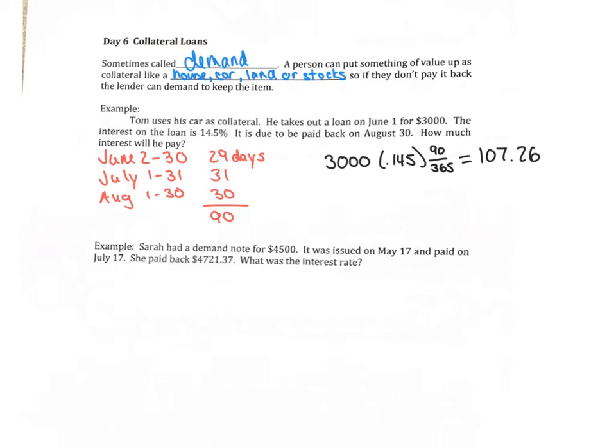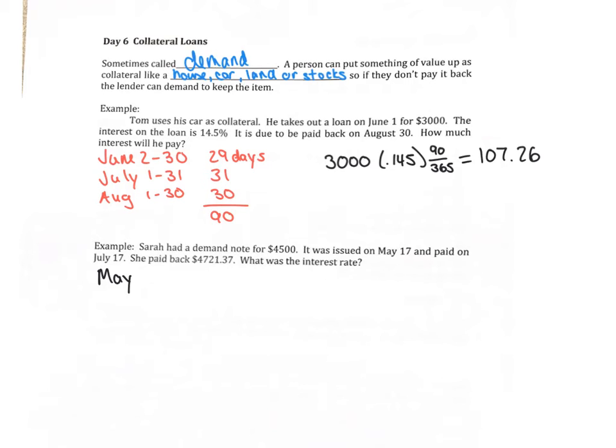Here's another example. Sarah has a demand note for $4,500. It was issued on May 17th and paid on July 17th. She paid $4,721.37. We want to know what the interest rate was. So I still need to figure out how many days this is. Again, it doesn't really matter the order that you do this in, but I'm going to figure out the days first just because that makes sense to me.